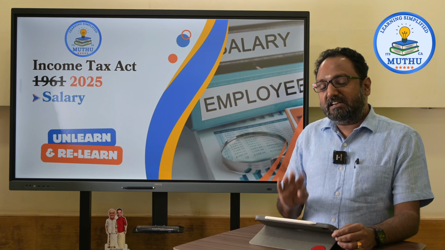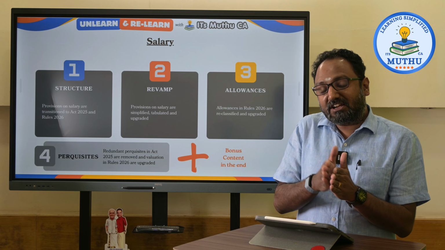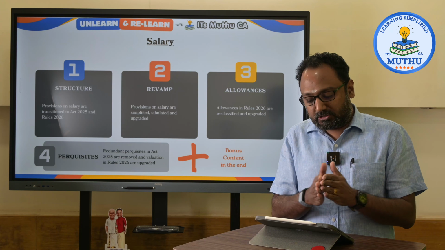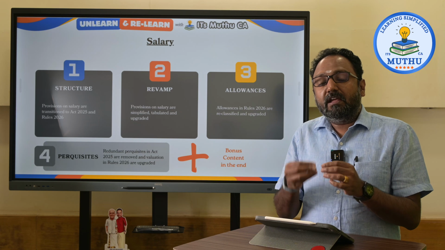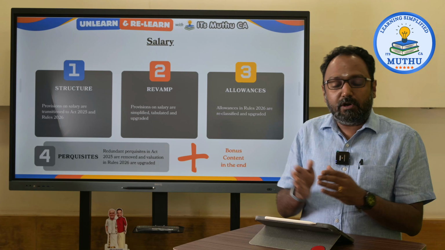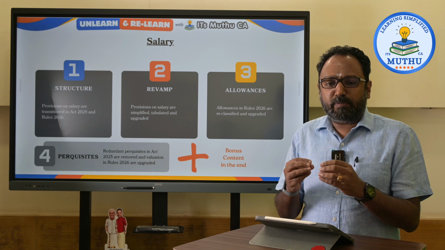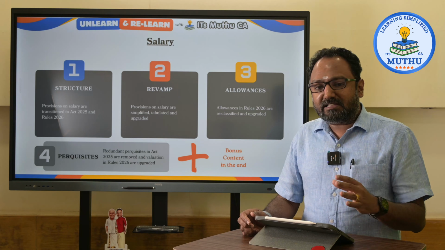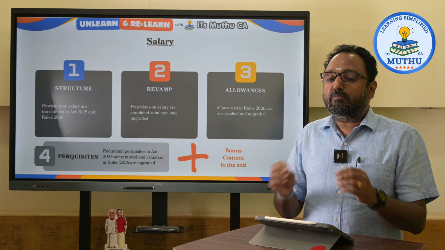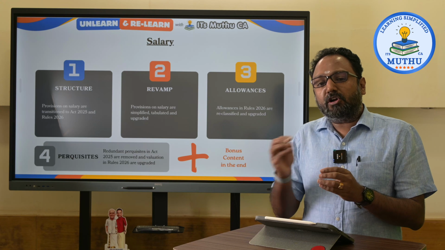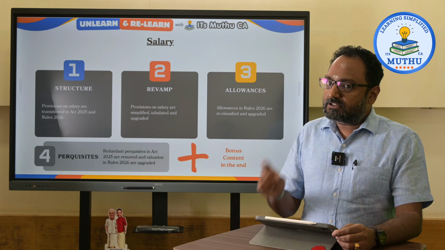We are going to discuss this in 4 phases. The first phase is, of course, about the structure. How is that structurally changed from the old laws to the new laws? And then we are going to understand how the provisions are revamped. We are going to interpret the new law with the new provisions, how it has changed from the old act. The third phase is about allowances. There are a lot of changes in allowances with respect to upgrading the exemptions. So that's something that we need to understand when it comes to salary. The fourth phase, we are going to understand about the perquisites. This has also undergone a lot of changes with the new rules in place. Fifth is also going to be bonus content, so please stay till the end.